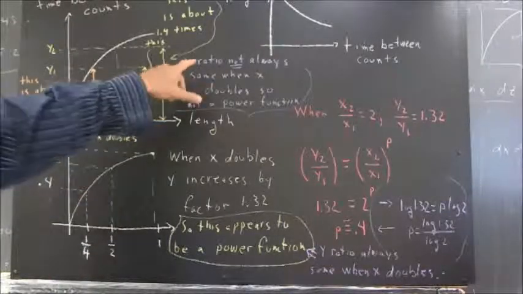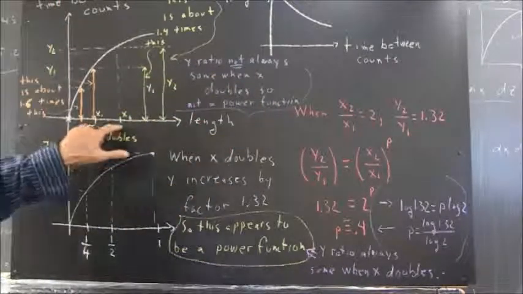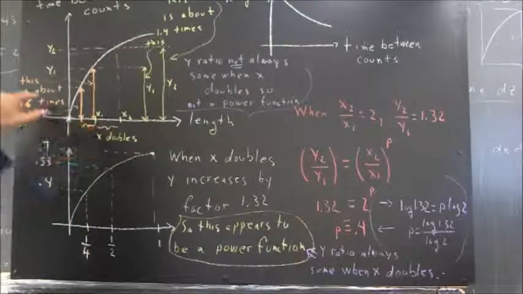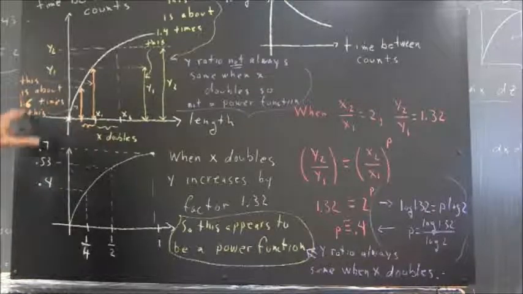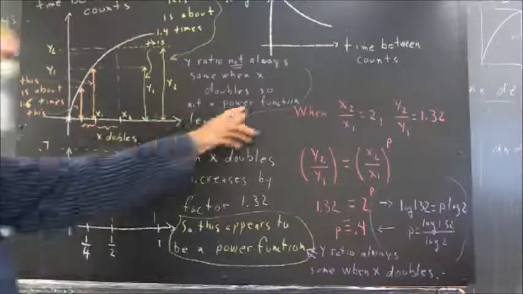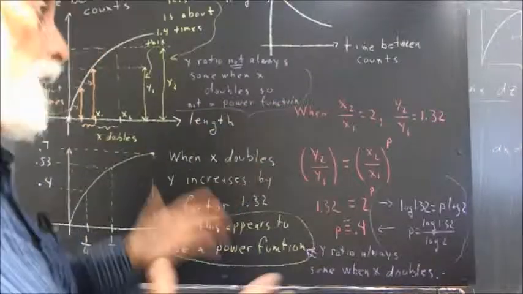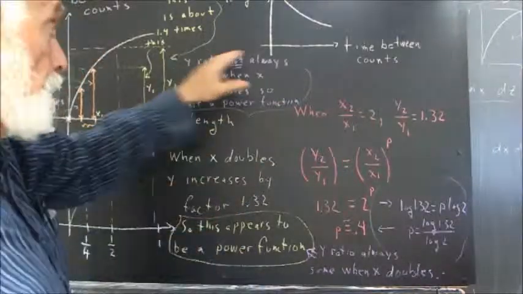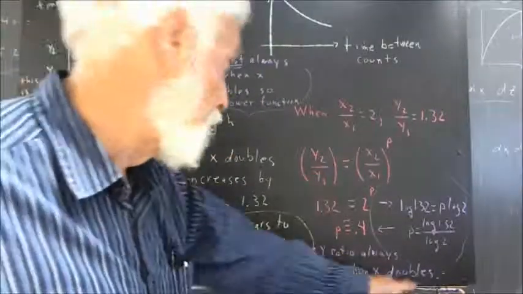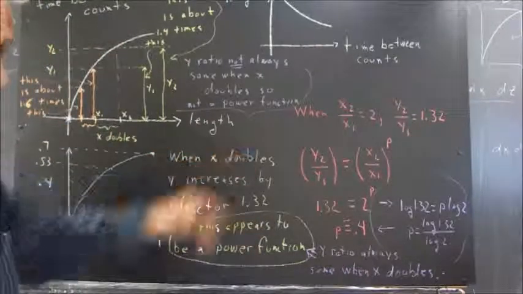Okay, my statement is that the y ratio is not always the same when x doubles, because here we have a doubling of x and a ratio of 1.4, and here we have a doubling of x and an apparent ratio of 1.6. If that holds up, if we do the graph accurately, then this isn't a power function. Now, we haven't defined what a power function is. I'm simply saying a power function is one where the y ratio is always the same when x doubles. That means we would have a power function, as we very likely have down here.